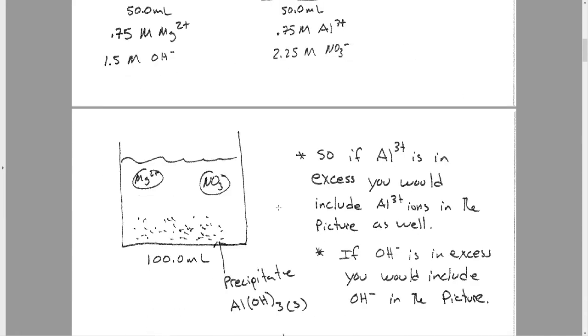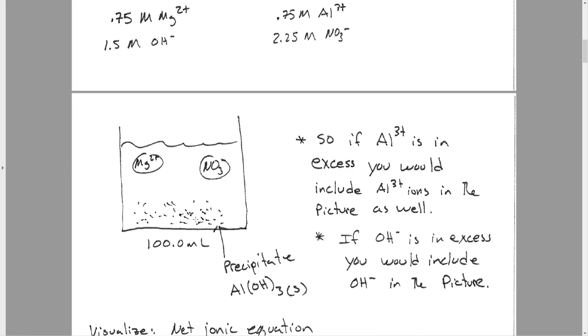Well, we're going to get a solution that's 100 milliliters, right? 50 plus 50, we're going to get 100 milliliters, but we're also going to see a precipitate, so that's what these little dots represent, our precipitate. We're going to use our solubility rules to determine the precipitate. Spoiler alert, it's aluminum hydroxide, but we'll talk about that. So the spectator ions end up being magnesium and nitrate.